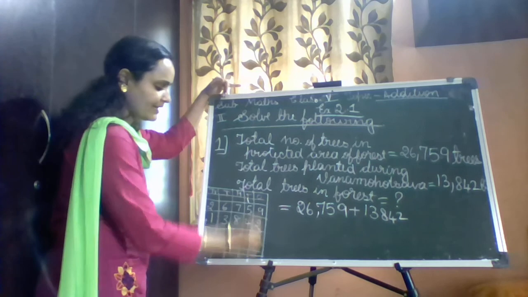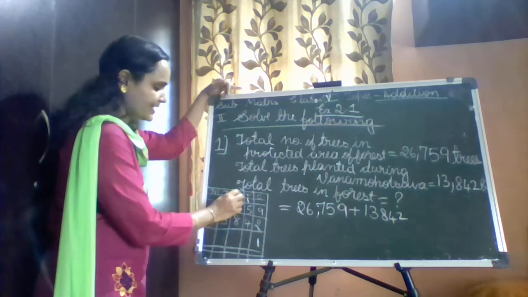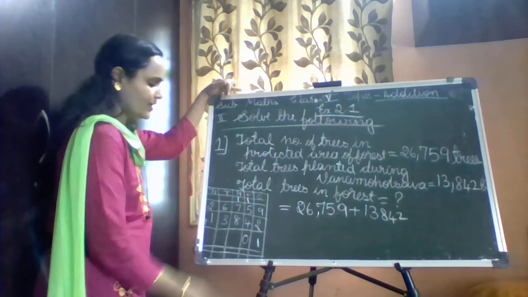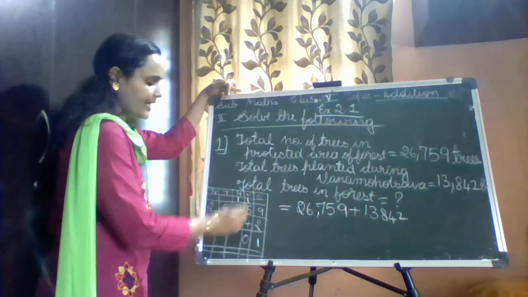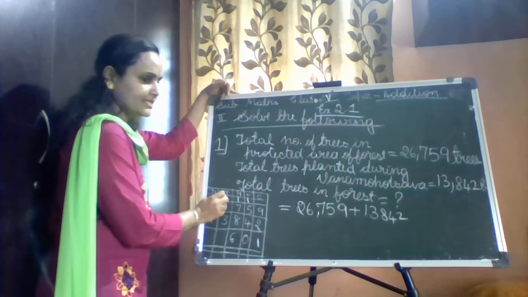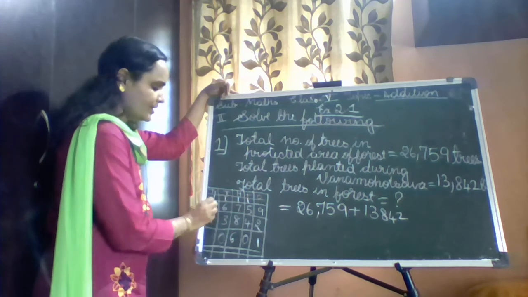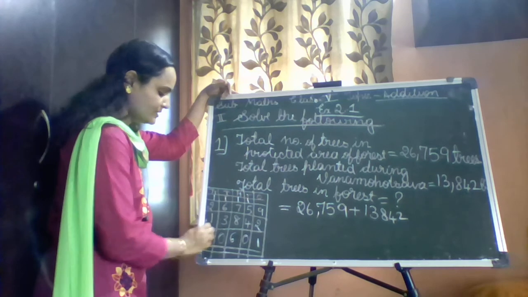Now add it. 9 plus 2, 10, 11. So 1 carry 1 down. 5 plus 4 is 9. 9 plus 1 is 10. So again 1 carry 0 down. 7 plus 1, 8. 8 plus 8 is 16. 1 carry 6 down. 6 plus 1 is 7. 7 plus 3 is 10. 1 carry 0 down. 2 plus 1 is 3. 3 plus 1 is 4.